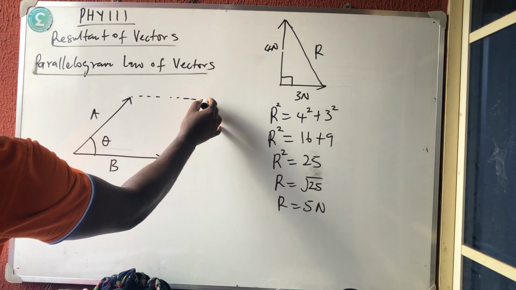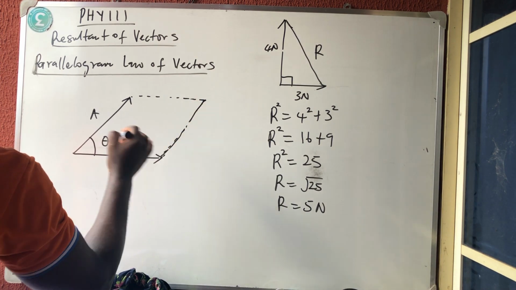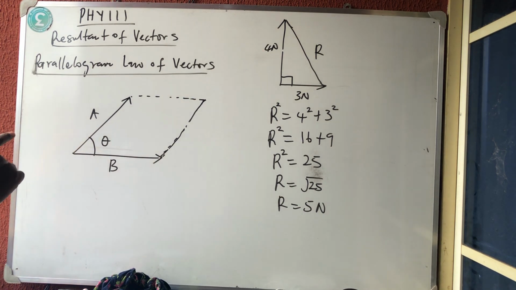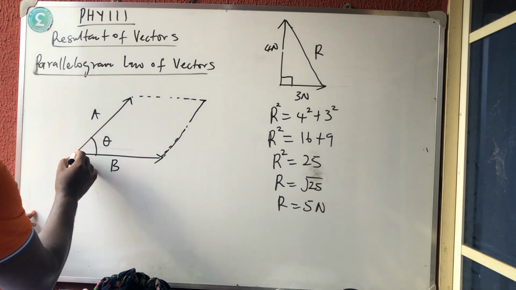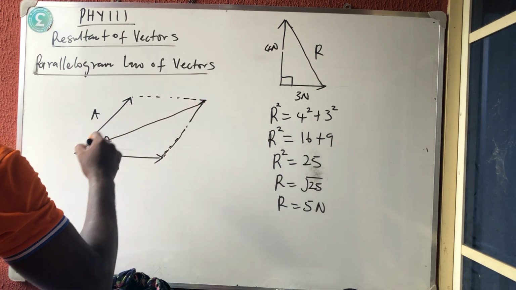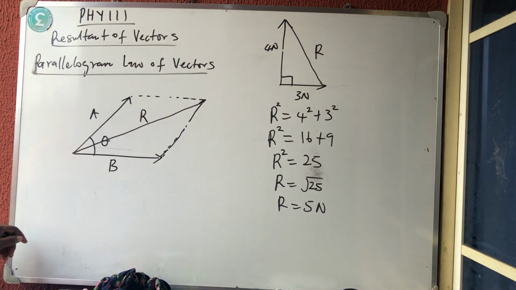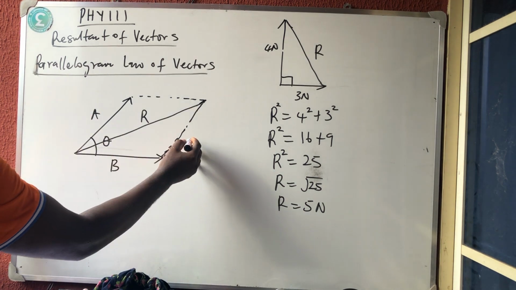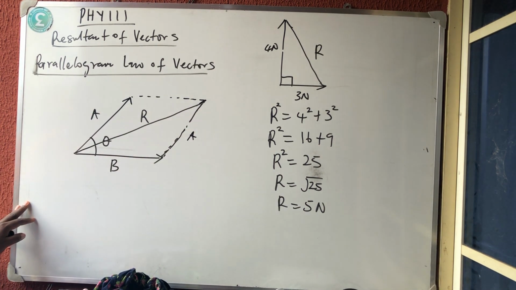If you look at this now, it is forming what? A parallelogram. They say that the resultant of these two vectors must move in their middle. It must form the diagonal of this parallelogram. This is the resultant of these two vectors. So if here is vector A, here should be vector A. Are you getting it now?